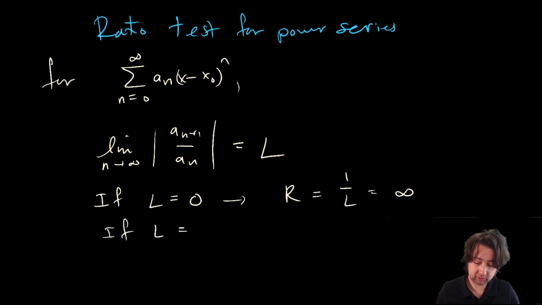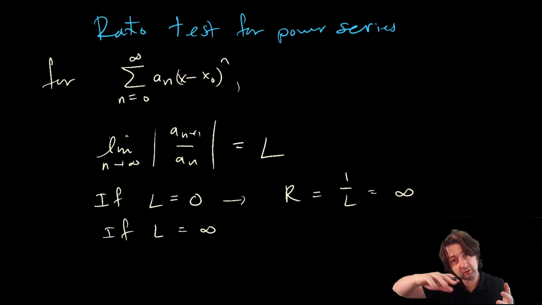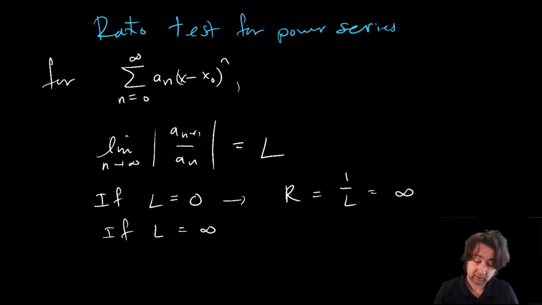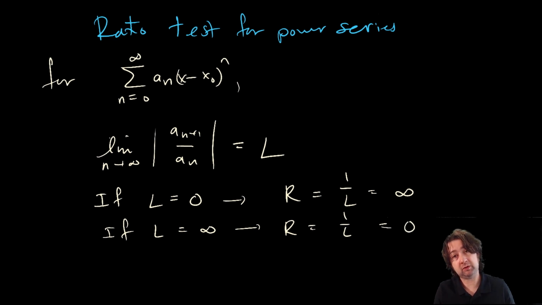If L is equal to infinity, well, that means that the coefficients, as the series goes on and on and on, don't get small fast at all. And that's going to mean that the radius of convergence, which is 1 over L, is 0. So if you do the ratio test on a power series and you get a limit of infinity, then what that means is the power series only converges when you make all the terms equal to nothing.